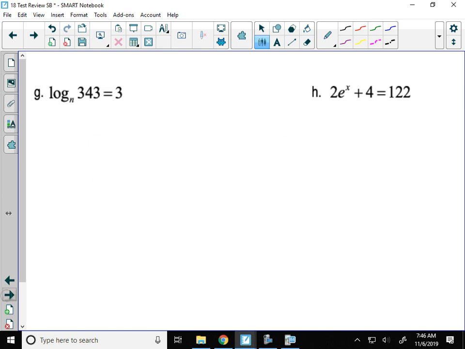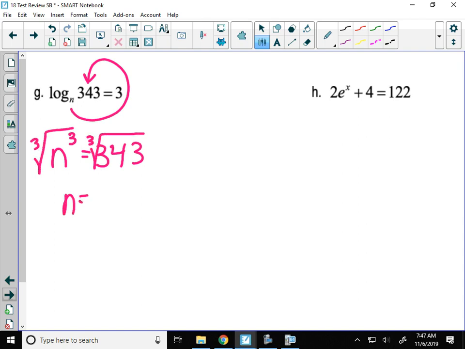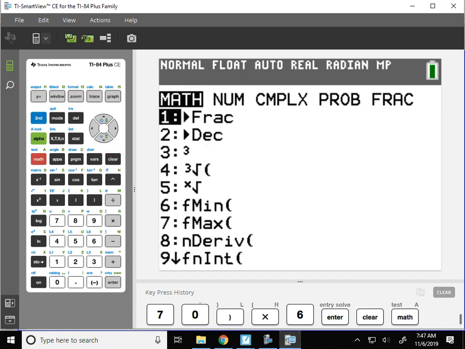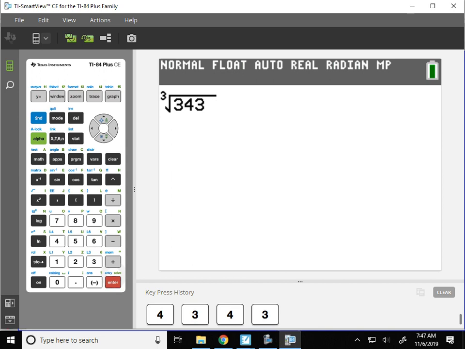All right, last one for this video, question G. Log base n of 343 equals 3. I'm given a logarithm, so I'm going to turn that into an exponential in order to solve. I've used the definition of a logarithm. So we write this as n to the third equals 343. And if you know what n should be, you can write it down. If not, you take the cube root of both sides. If you forget where the cube root button is on your calculator, it's math number 4. And that would be 7.